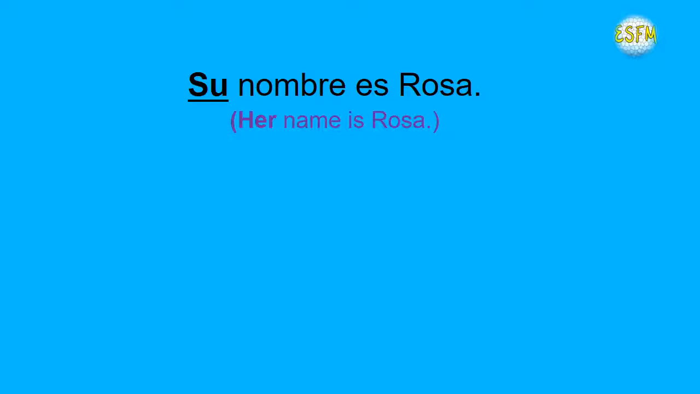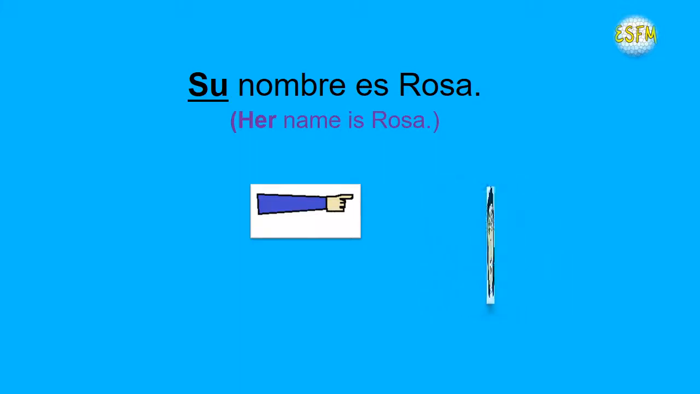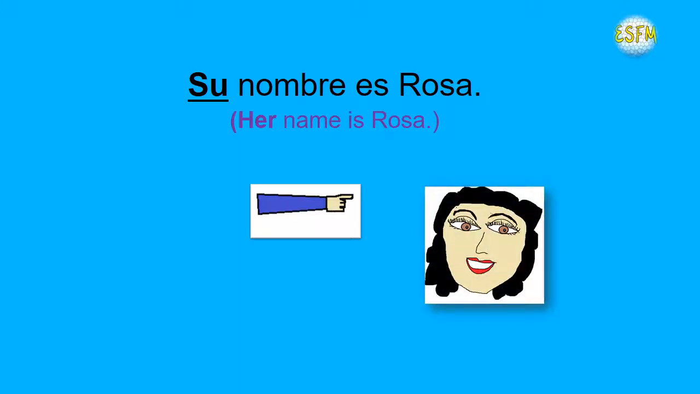Su nombre es Rosa. Her name is Rosa. As you can see, this is when I am talking about her. It could be formal or informal. Tu cabello es negro. Your hair is black. When I am talking in an informal context.